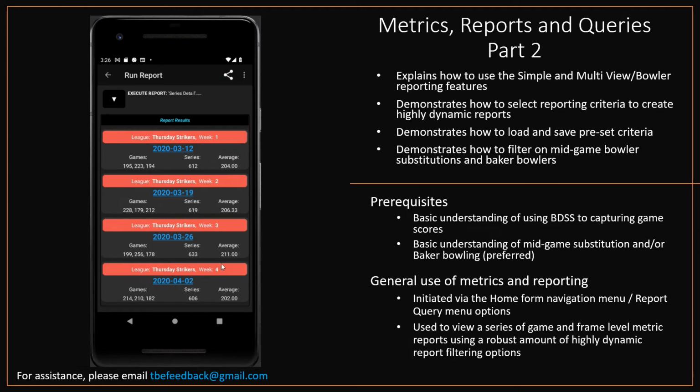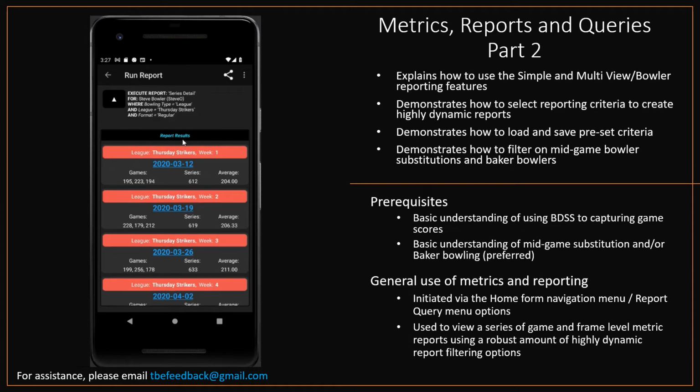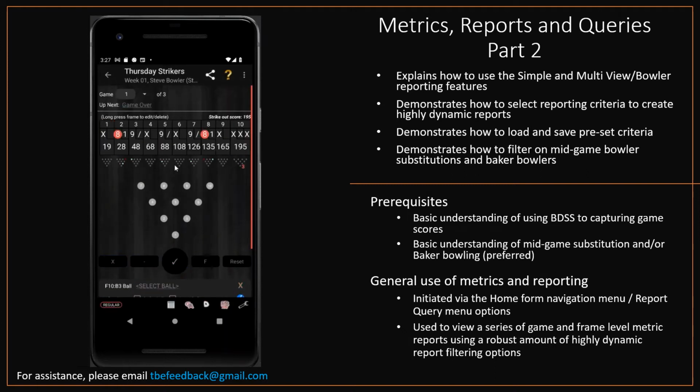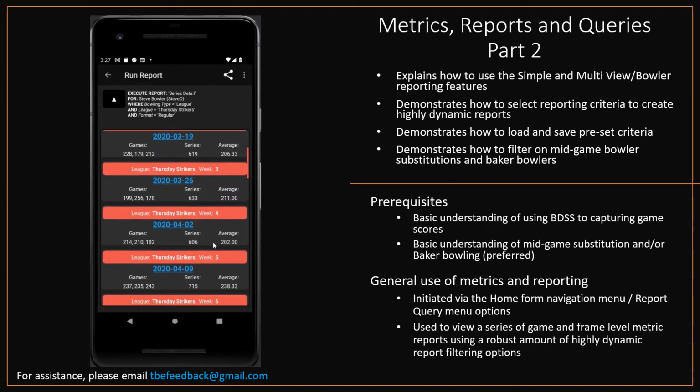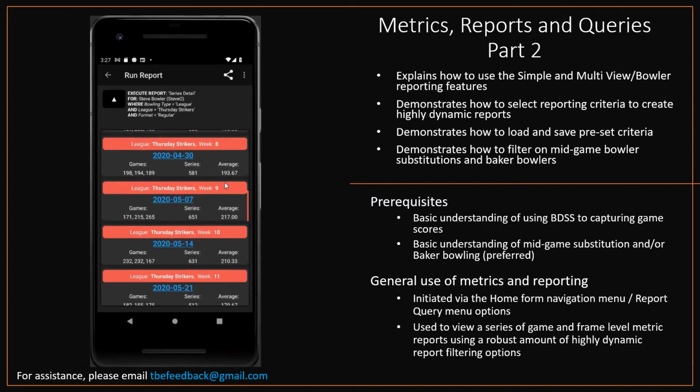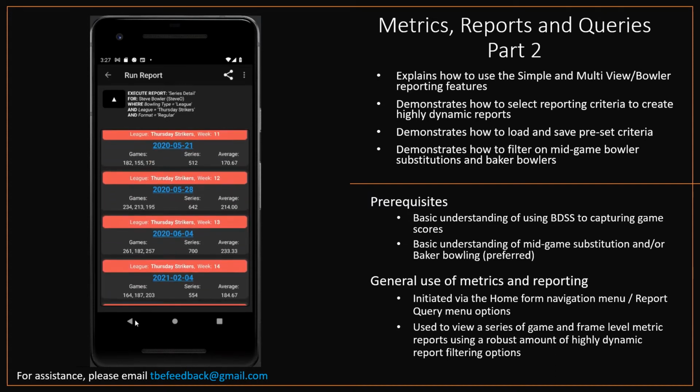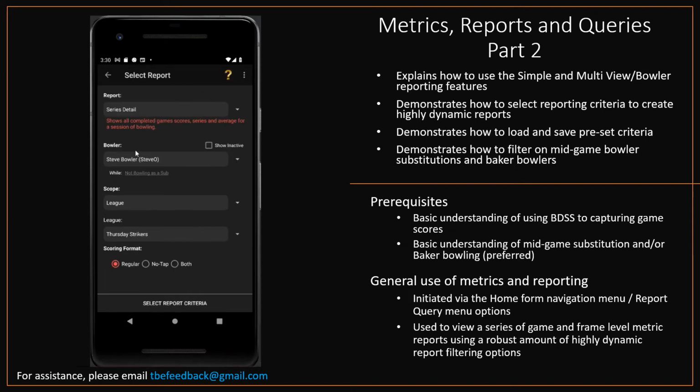And what we see with the series detail report is all completed game scores, series, and average for a given session of bowling. Basically, since we have no additional criteria, this is just going to show you a week-by-week breakdown of league bowling. You can click on the bowl date to take you to the series itself. And it is going to default to the first game of the set. And then let's go back. You can see the rest of the league weeks. Okay, let's go back to select report. Let's take a look at the final report, blended averages.